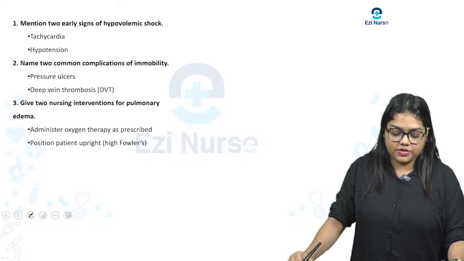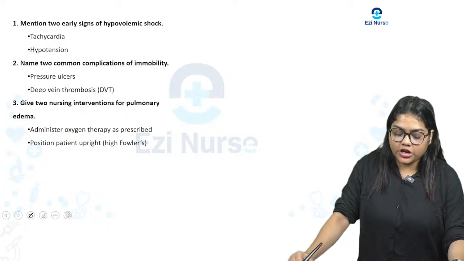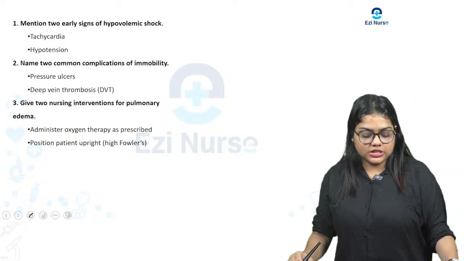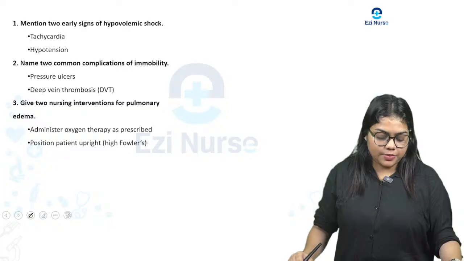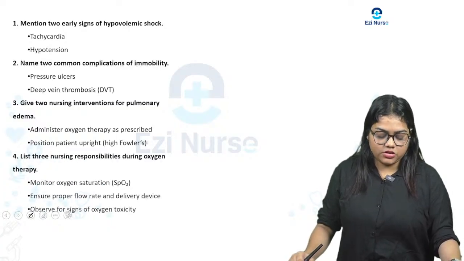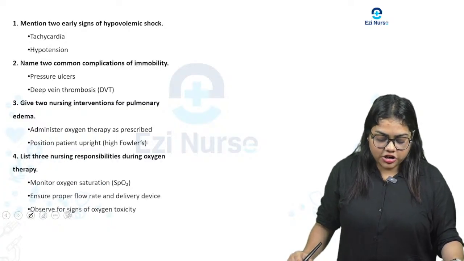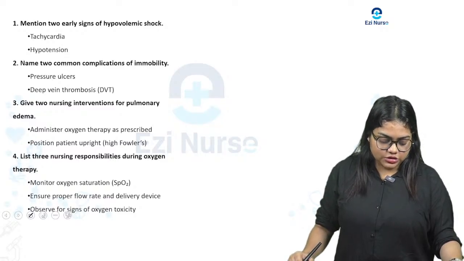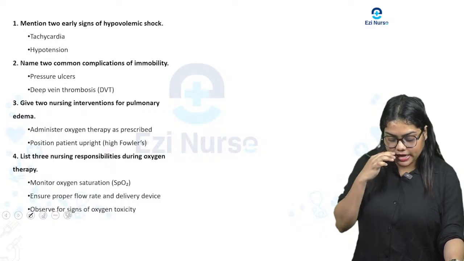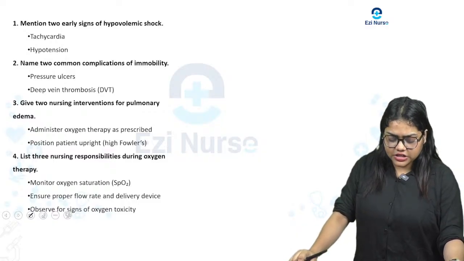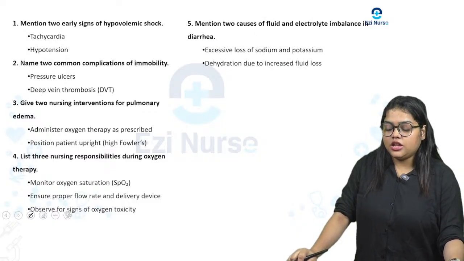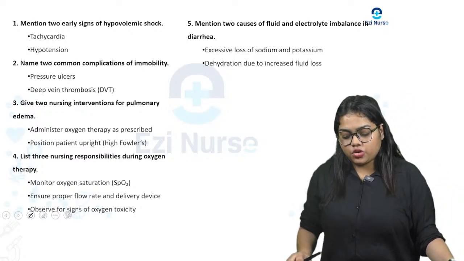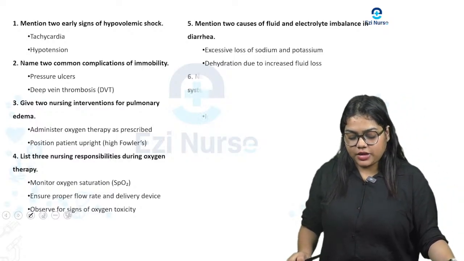Give two nursing interventions for pulmonary edema: administer oxygen therapy as prescribed and position the patient upright, in high Fowler's position. List three nursing responsibilities during oxygen therapy: monitor oxygen saturation, ensure proper flow rate and delivery device, observe for signs of toxicity. Next question: mention two causes of fluid electrolyte imbalance.